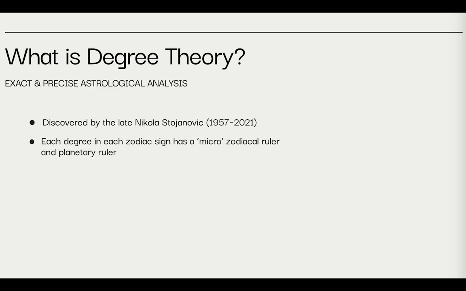What is the degree theory, if you don't already know? Well, the degree theory is an exact and precise astrological analysis technique, and it was discovered by the late Nikola Stojanovic, who unfortunately passed away in 2021. And I first personally came across this theory on someone else's channel. It wasn't on Nikola's channel. I don't even know if he has a channel, actually.